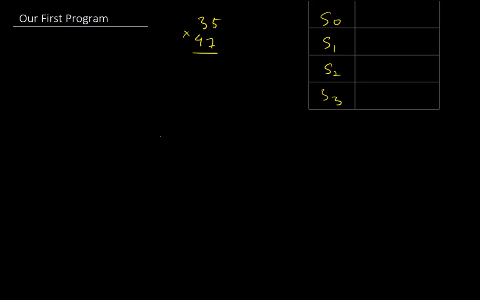Hello and welcome back. In this lesson we're going to write our first simple program on the simple computer that we created in the last two lessons to evaluate this product, 35 times 47. Before we go into writing some code, let's just talk about why we can't make a simple program like this.